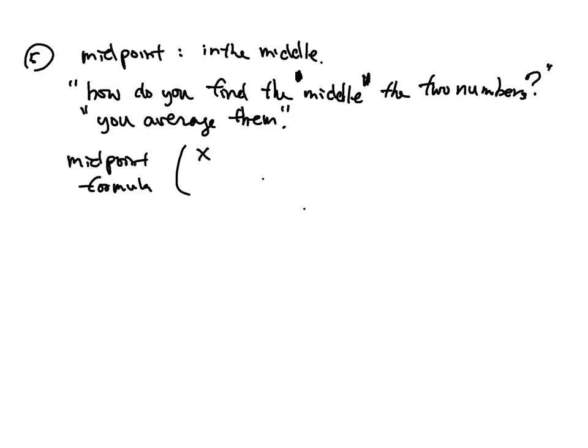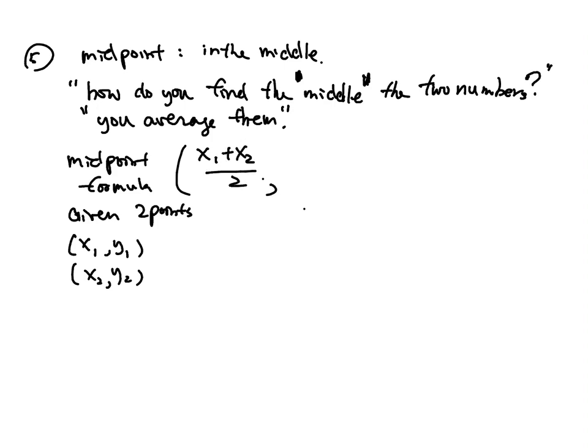If you're given 2 points, (x1, y1) and (x2, y2), the midpoint is given by this formula. You average the x values, and then you average the y values. And this right here is the midpoint. You average the x and average the y.